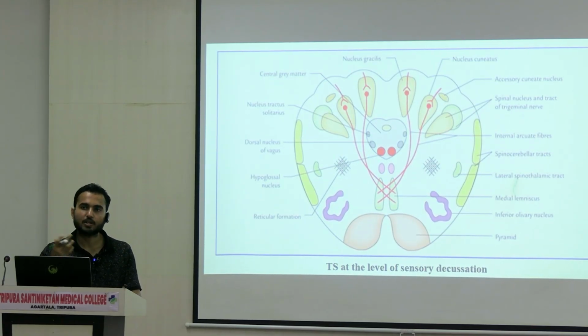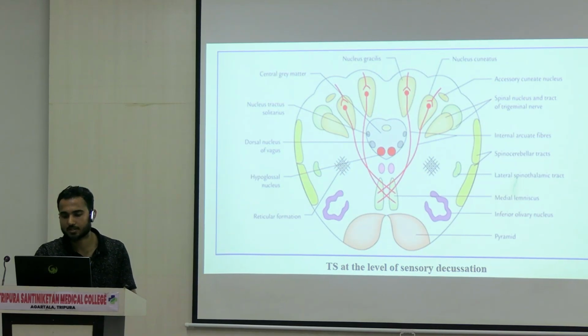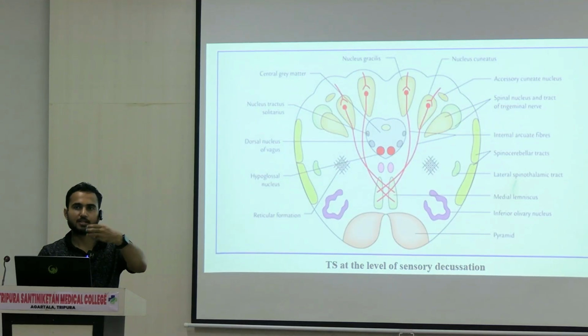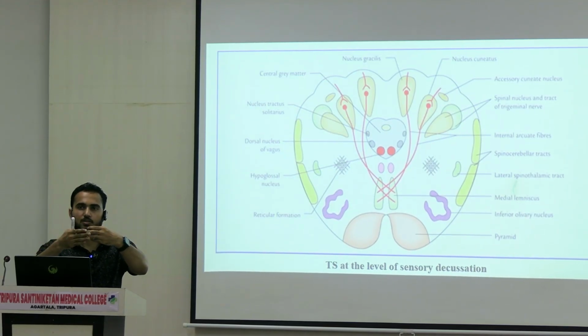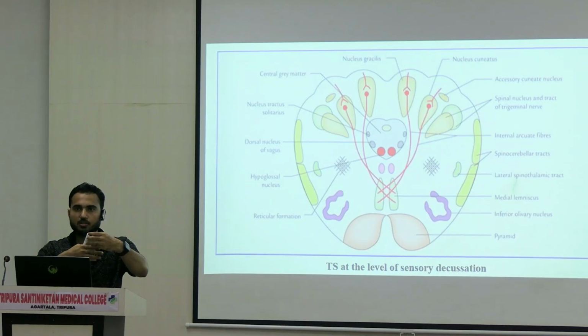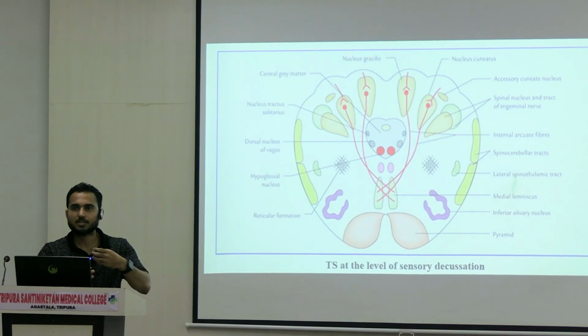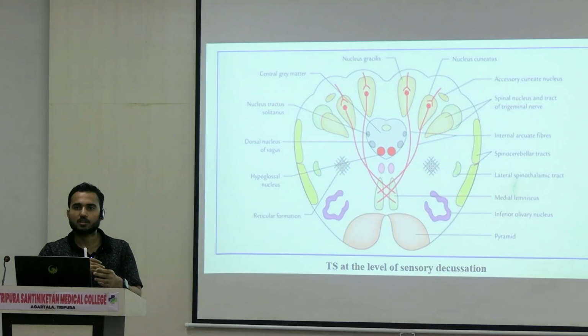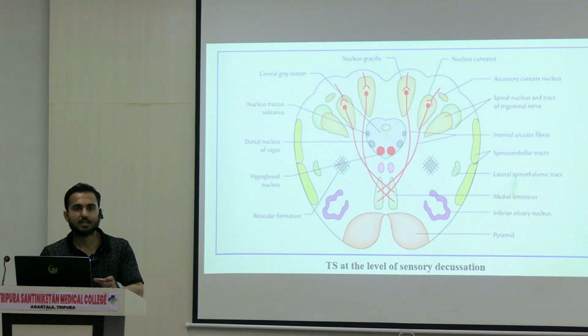Now here the body is represented. How is the body represented? Head is posterior and feet are anterior. So a bundle of fibers is there, anterior fibers and posterior fibers. The fibers of the head part are present posteriorly, and the fibers of the feet part are present anteriorly in the lemniscus.